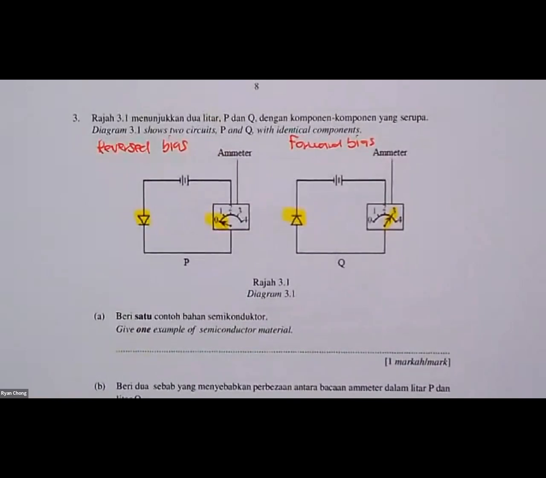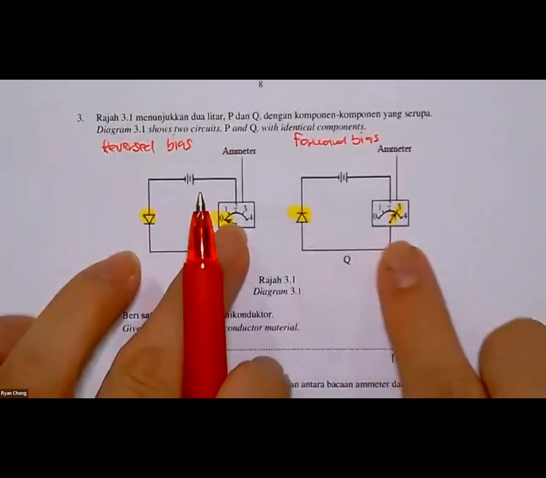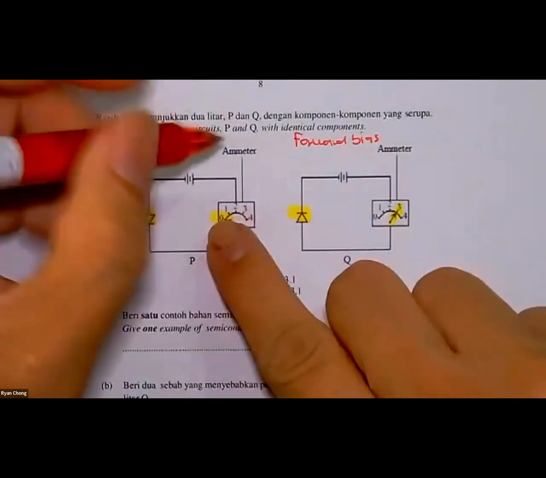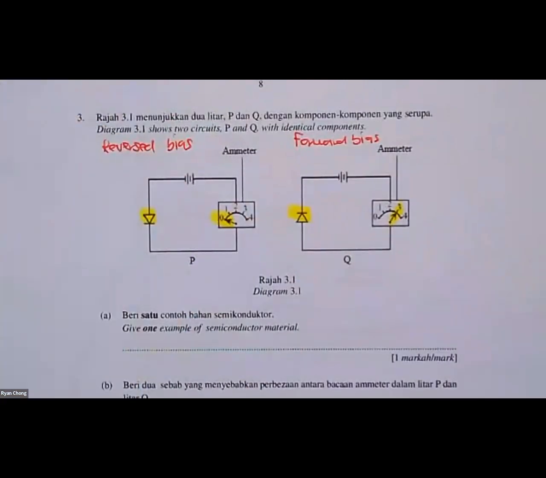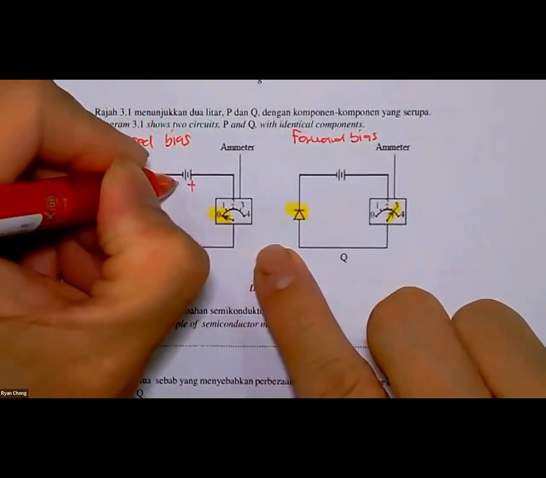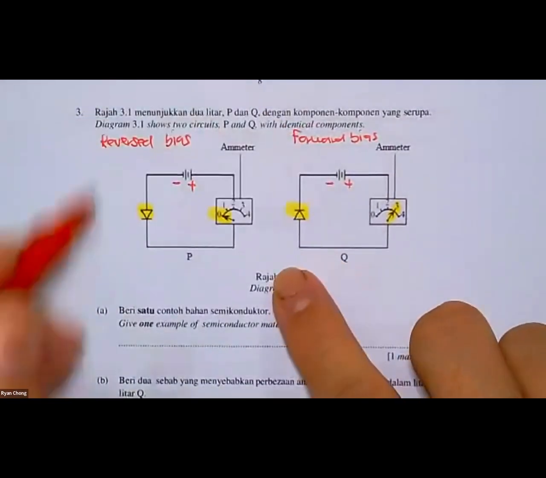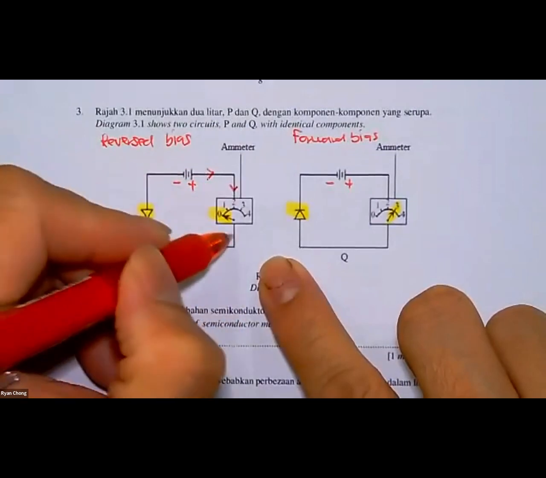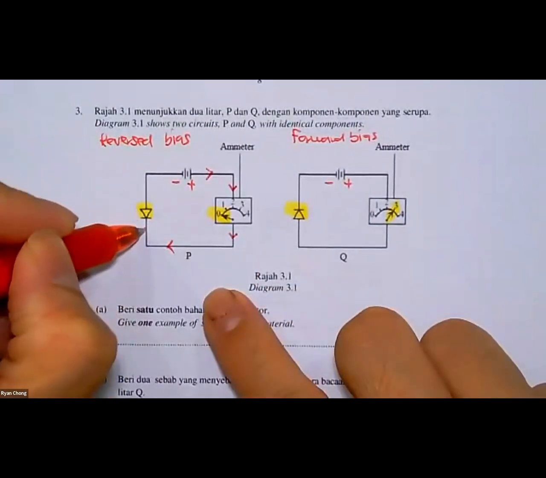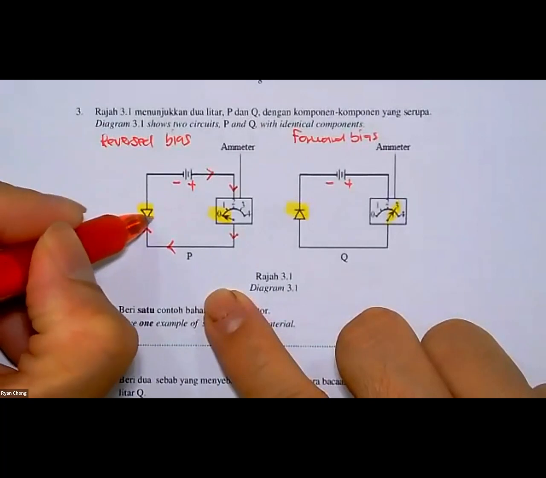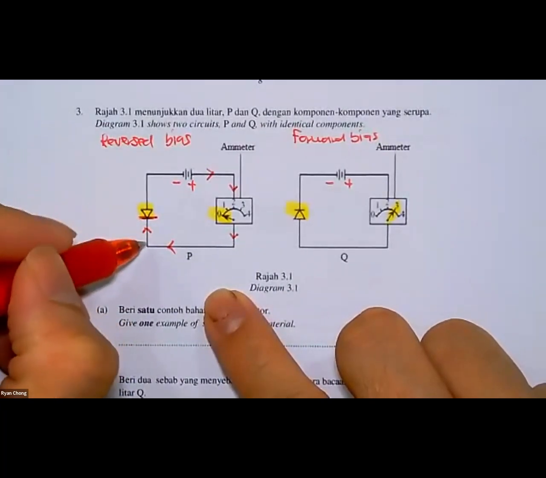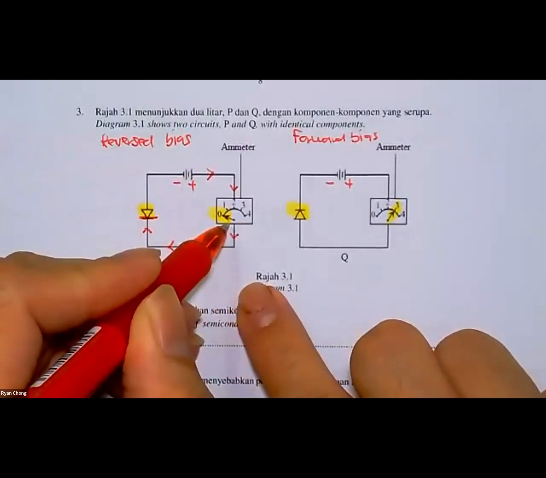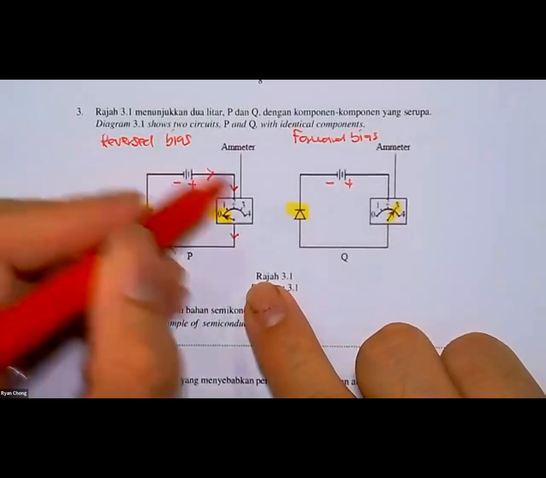If they don't give you the ammeter, how do we know there is forward or reverse bias? Simple, you look at the battery: positive, negative. The current flows from the positive, flows, flows, but when it flows until here, you see this one stands for block. Current cannot continue. That's why it is reverse bias, and your ammeter reads 0 because the circuit cannot complete.